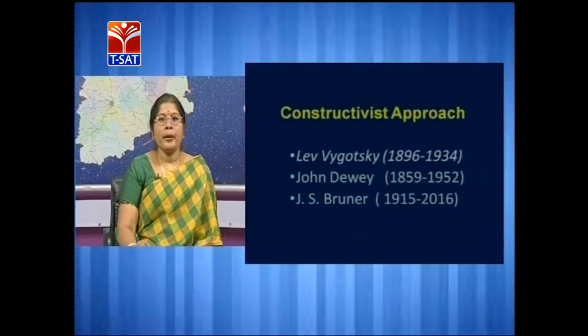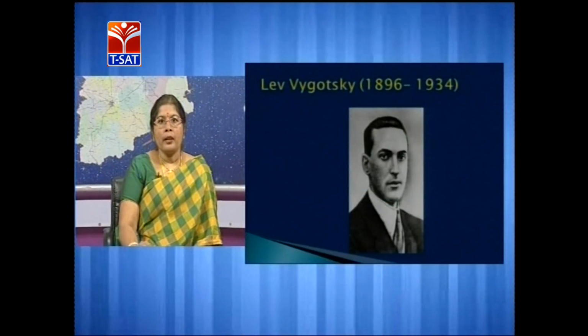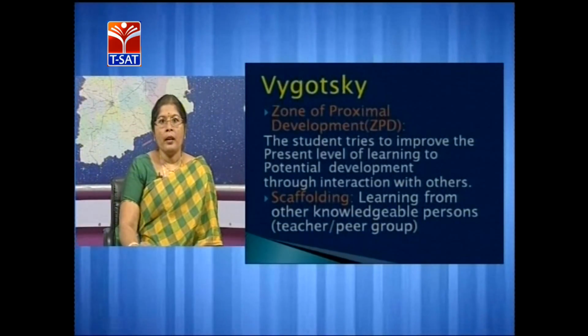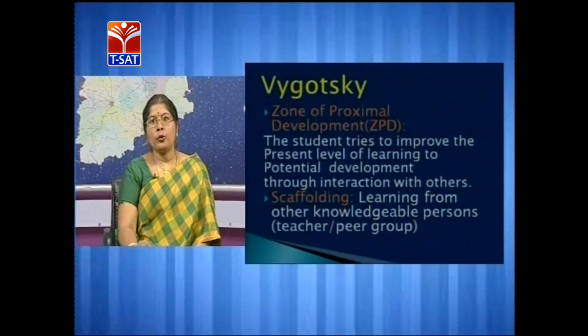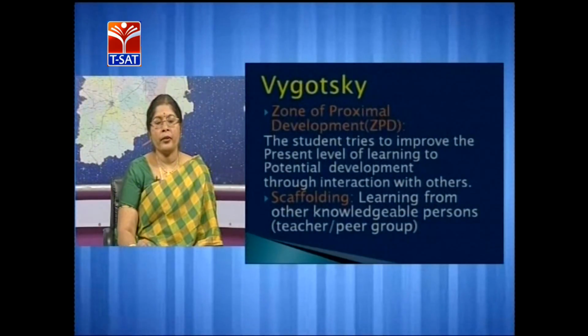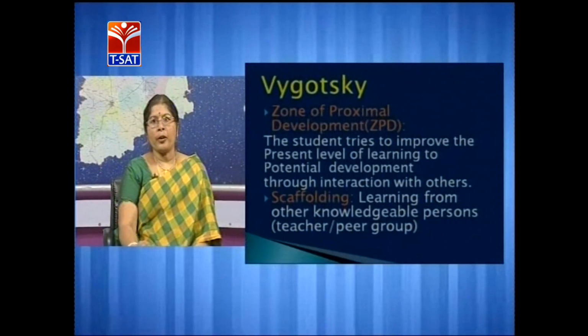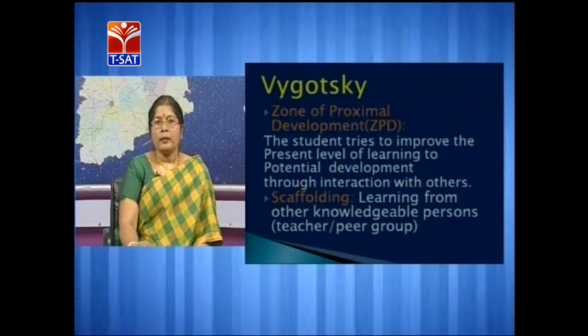The people behind this are Vygotsky, Dewey and Bruner. Vygotsky is a very popular cognitivist, and his ideas are zone of proximal development and scaffolding. What is zone of proximal development? In zone of proximal development, his idea is that the student tries to improve the present level of learning to potential development through interaction with others.